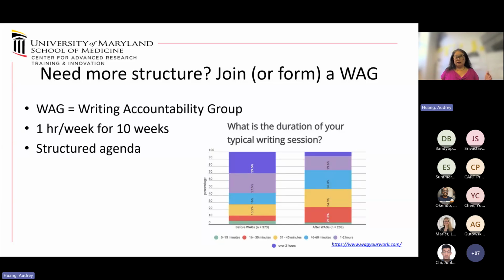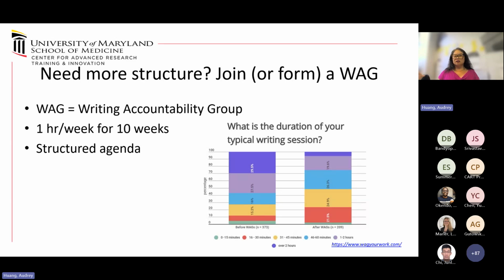or form a WAG. And the WAG Your Work website or book will tell you exactly what you need to do. You need at least 4 people. You need to commit to an hour a week for 10 weeks. And by the end of 10 weeks, there's a recommended structure agenda that you can follow. Anybody can follow. You don't have to be the same subject matter. You don't even have to be the same areas of research. It's just at least 4 people who are committed to starting a habit and a writing accountability group.